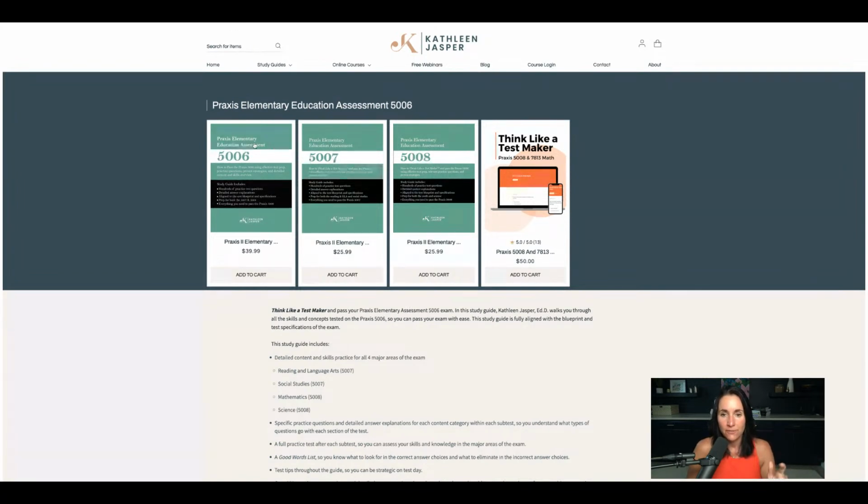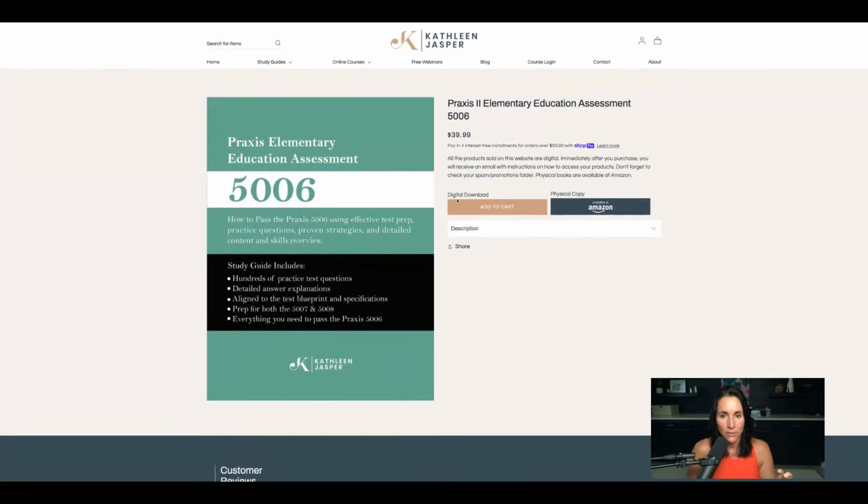And of course, the physical book is identical to the digital book. It's just that it's in a different form. Okay. Great question. Thank you so much for asking that. All right. I bought the 5001 before you did the 5006. Will it not be helpful to this test? I bought the 5006 as well this week, but should I forget about the 5001?